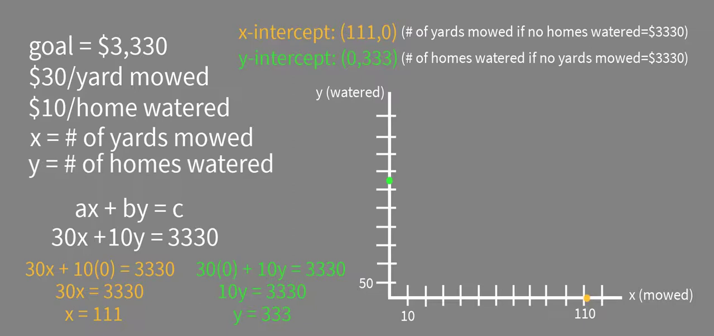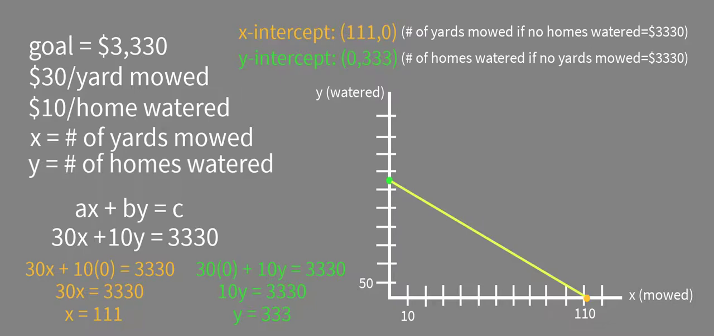And then we will go ahead and connect those two points to have our line. There's no reason to extend with arrows in this case because we can't have negative instances of either. And there's our graph. So yards mowed is X.